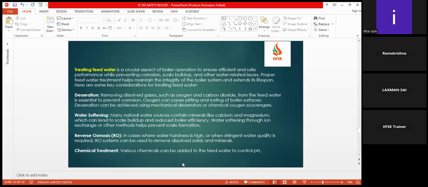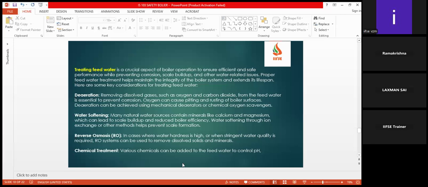Then reverse osmosis, RO. This is also one process where we can treat our water in cases where the water hardness is very high, or when stringent water quality is required, for some of the sophisticated boilers. So an RO system can be used to remove dissolved solids and minerals.